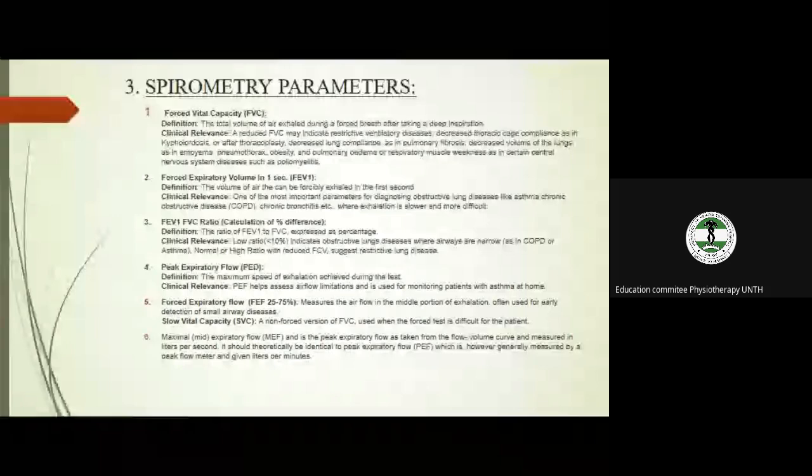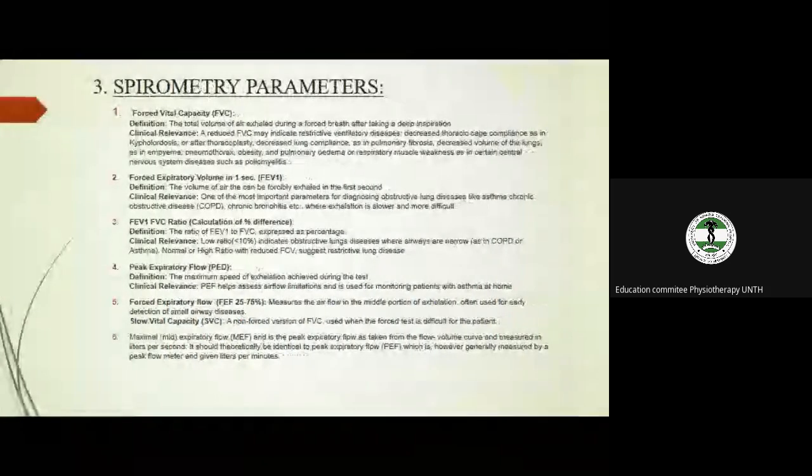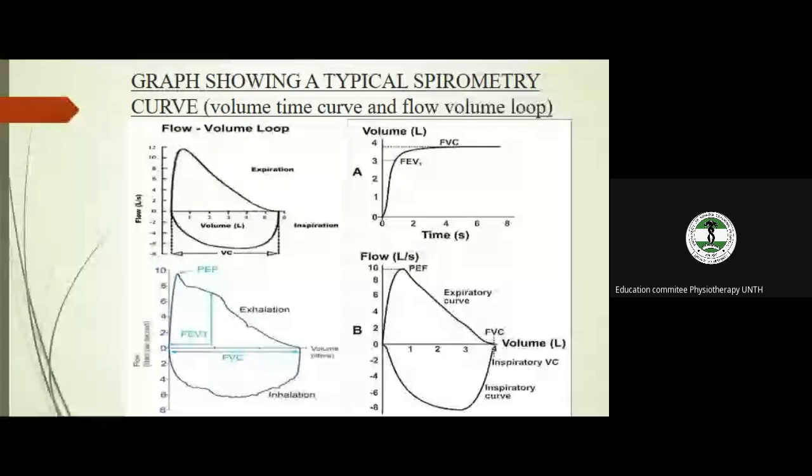Next slide, please. So that we can see the graph showing a typical spirometry curve, the volume time curve, and the flow volume loop. We can see from the diagram that we have expiration, we have liters, which is the lung capacity, the volume of the air that enters the lung. Then we have the volume in liters, we have flow, we have FEV1, all of them shown in the graph.